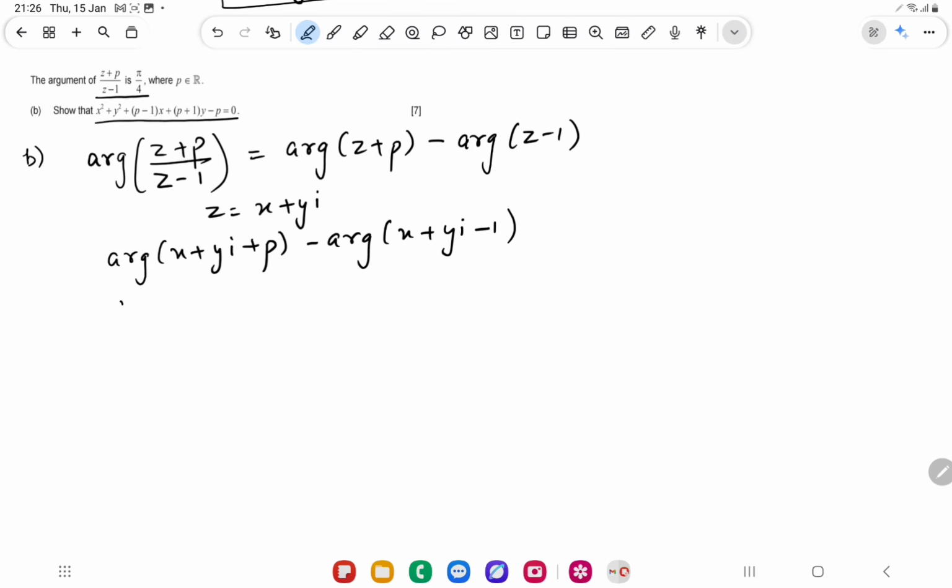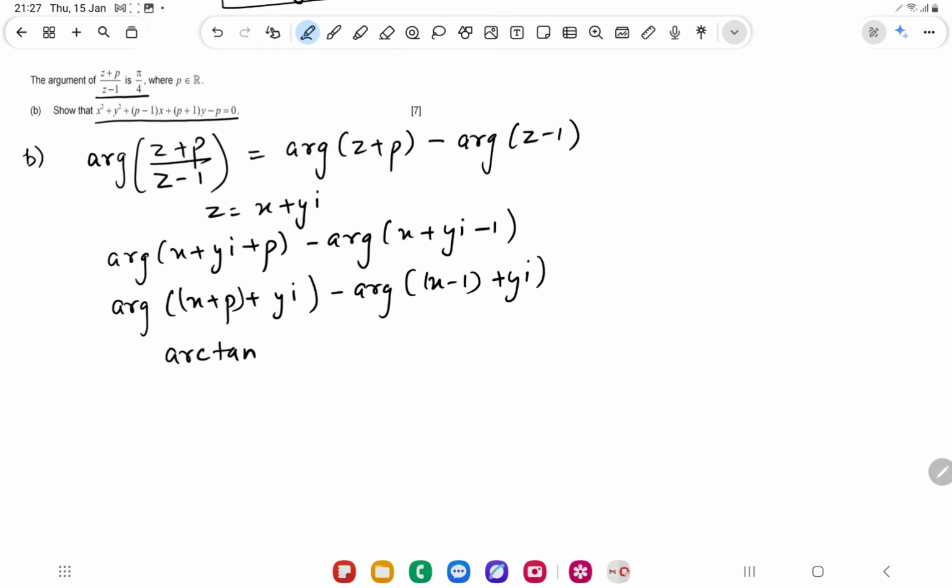Now again I will simplify the real and imaginary parts like this. I can put x plus p in brackets. Here also I will do the same thing. Now since we are talking about the argument, the argument is nothing but arctan, or tan inverse, of imaginary upon real. I can write the same for this also, arctan of imaginary part upon real.